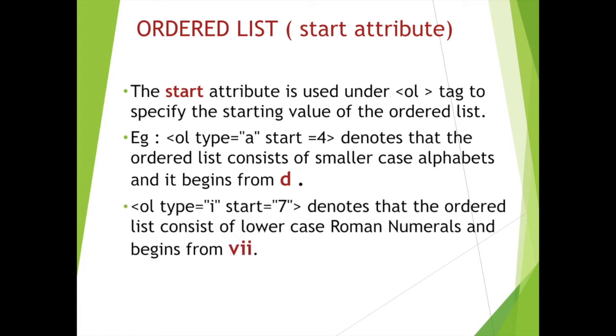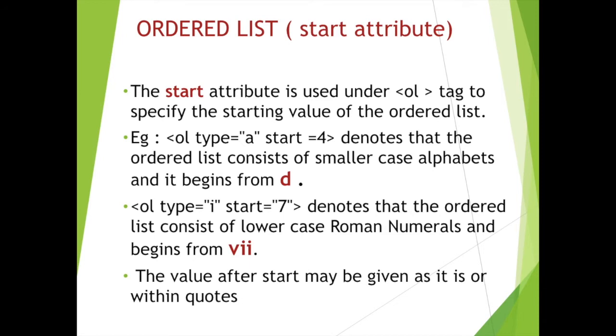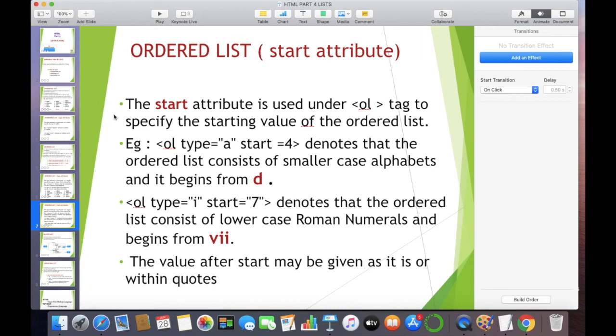Also, if I give OL type equals to small case i and then start equals to 7, then what will it do? It will just begin from the Roman numeral 7. Now, one thing you should keep in mind is that after start, whatever value you specify should always be in natural numbers, and it can be specified within quotes or outside quotes. It will work in a similar manner no matter whether you give it within quotes or outside quotes.